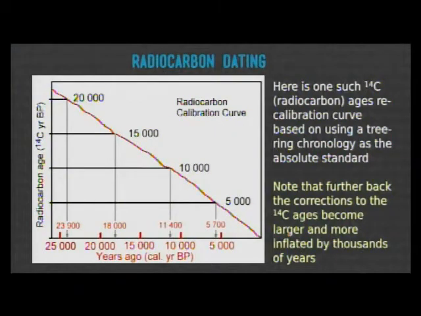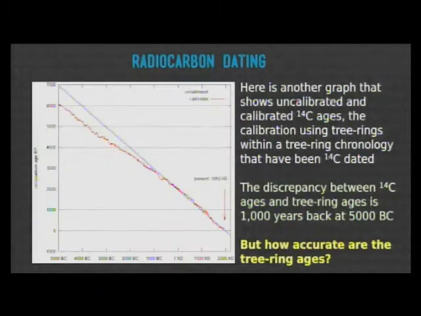Here, for example, is one such radiocarbon calibration curve using the tree ring chronology as the absolute standard. Notice there's a discrepancy between radiocarbon and tree rings. The further back you go, the larger the carbon-14 ages become, more inflated by thousands of years. And so here's another graph. It shows uncalibrated versus calibrated radiocarbon ages using tree rings. And the discrepancy is 1,000 years, supposedly back at 5,000 BC.